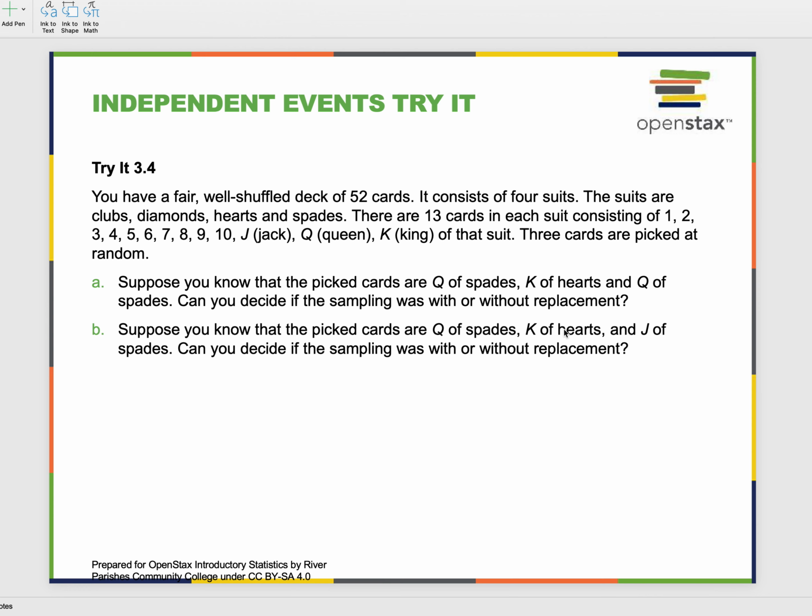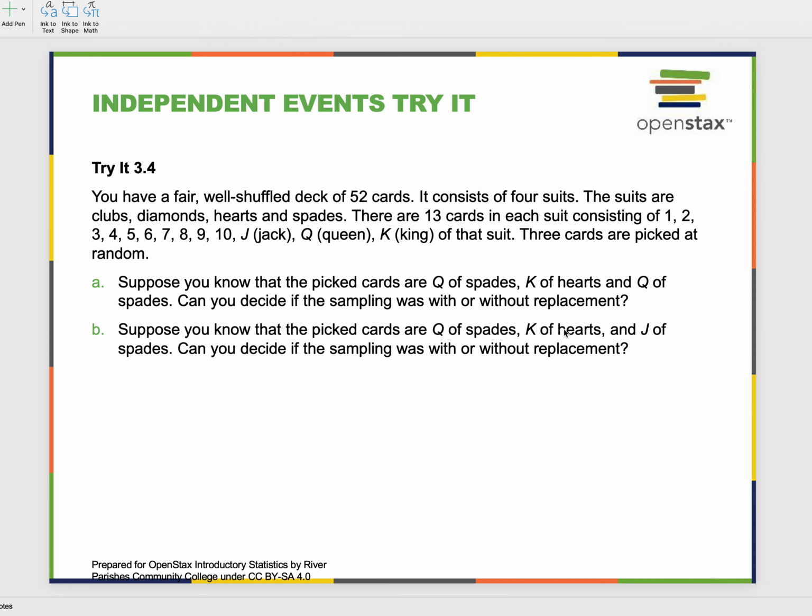So here it is. Suppose you have a well-shuffled deck of 52 cards. It consists of 4 suits. The suits are clubs, diamonds, hearts, and spades. The clubs and spades are black. The diamonds and hearts are red. There are 13 cards in each one, consisting of 1, 2, 3, 4, 5, 6, 7, 8, 9, 10. And then you have the jack, queen, king. The 1 card is also considered the ace.